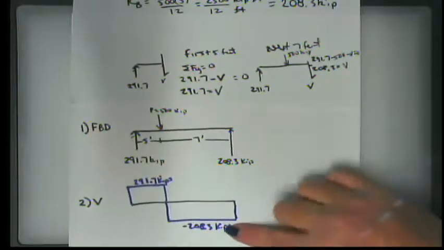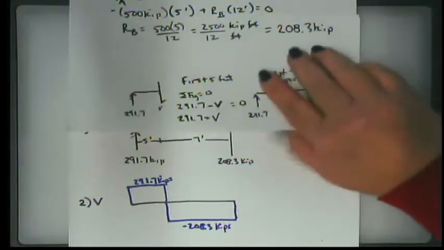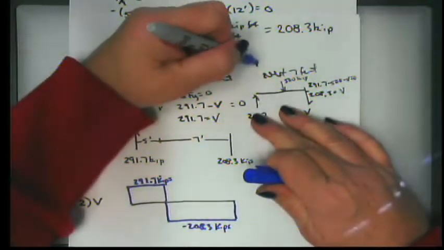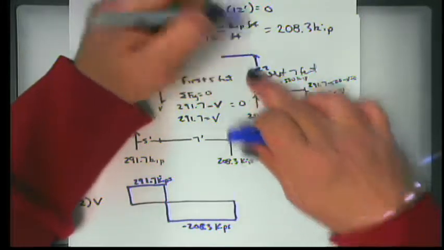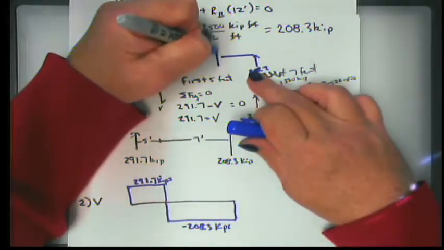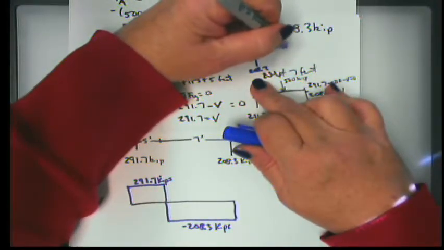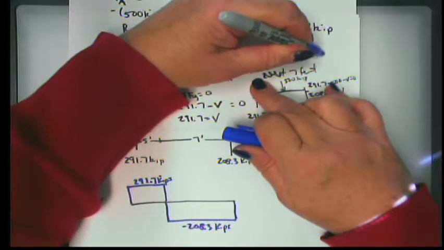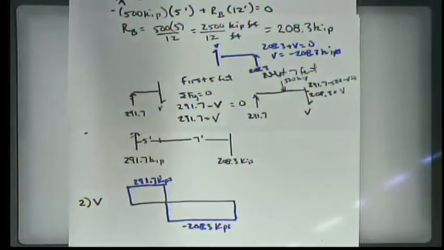Now, what do you notice about this value, 208.3 kips? It's the same as this, isn't it? So if I had chosen to cut from the right, I would have 208.3, and then between here and the next 7 feet, I would have some V, which I would draw like that. So then I would say 208.3 plus V equals 0, V equals minus 208.3 kips. So if you cut from the other way, does it reverse the stress on it, or is it still the same? That is a very good question.